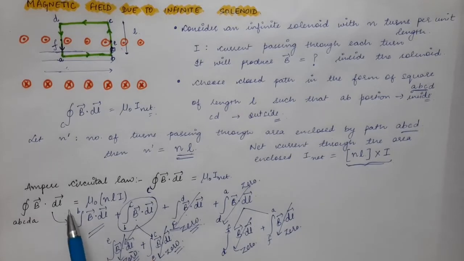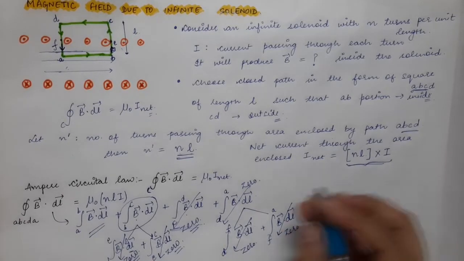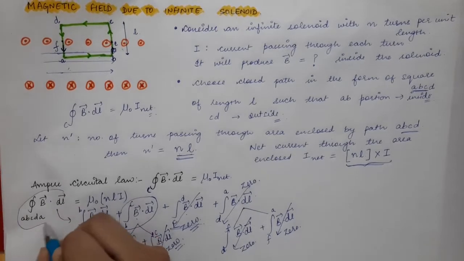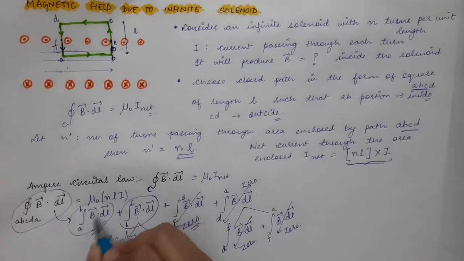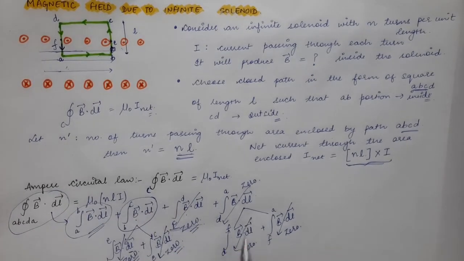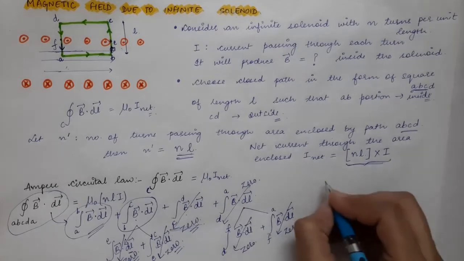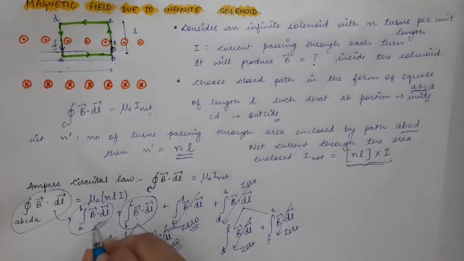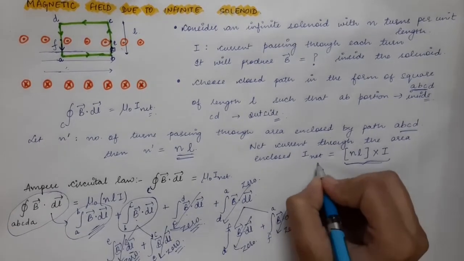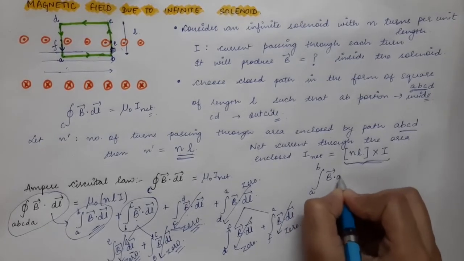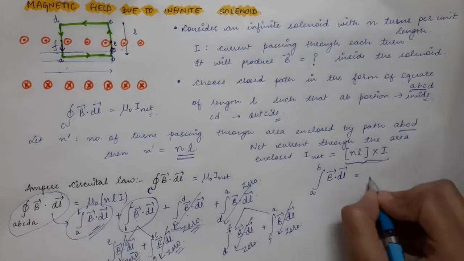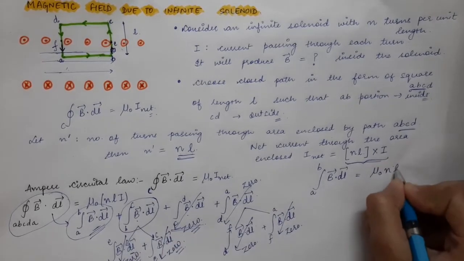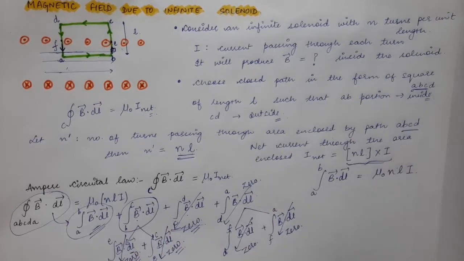So we are writing this equation again. Instead of this whole line integral over the closed path, I am just writing the line integral from A to B because all other integrals will vanish. So the left hand side will be just equal to this one. So you will get the line integral of the magnetic field from A to B. That will be just equal to mu naught n into L times I.